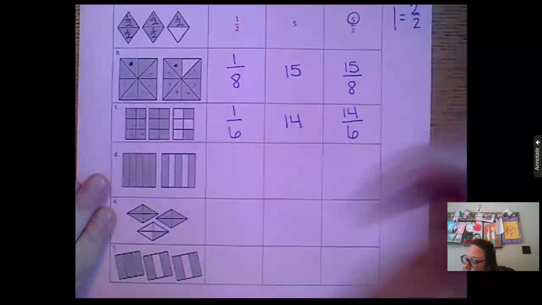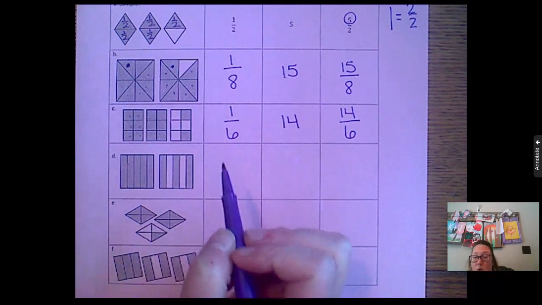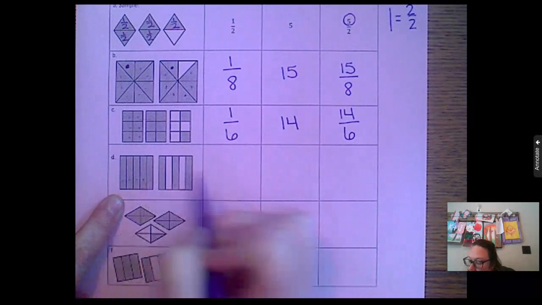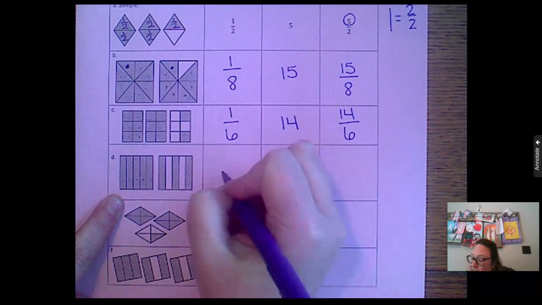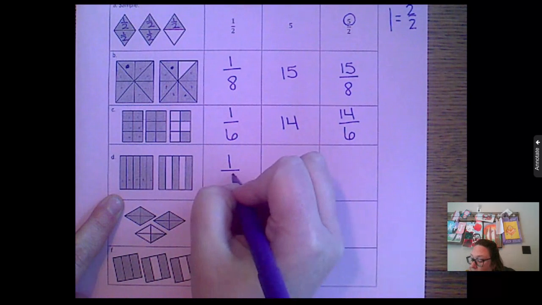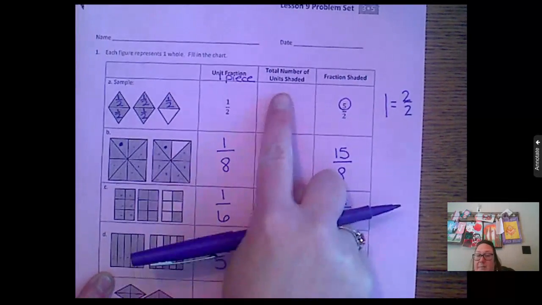So for D, the unit fraction of one piece. So if I look, I'm just going to look at one whole, right? So I've got 1, 2, 3, 4, 5. So there's 5 pieces in the whole. A unit fraction means it's going to have 1 on top, and 5 would go on the bottom because there's 5 total pieces, okay?